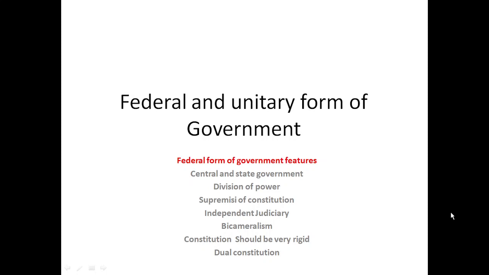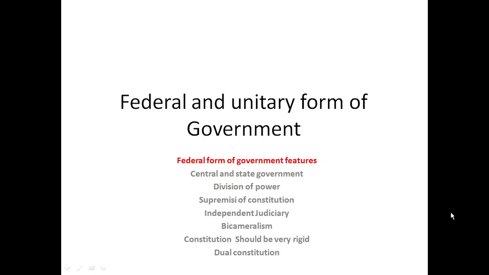Bicameralism means you should have two houses in the parliament. What is the relationship between bicameralism and the federal form of government? Bicameralism is important to form a federal form of government because when the Indian government makes a law or a decision, it is not implemented in just one place. It is implemented in the entire country, including states. The point here is that the states should have ways to participate in whatever the parliament does, since all the decisions and laws made by the parliament are implemented in states. Therefore, it is important that states participate in the parliament, and this is facilitated through bicameralism.